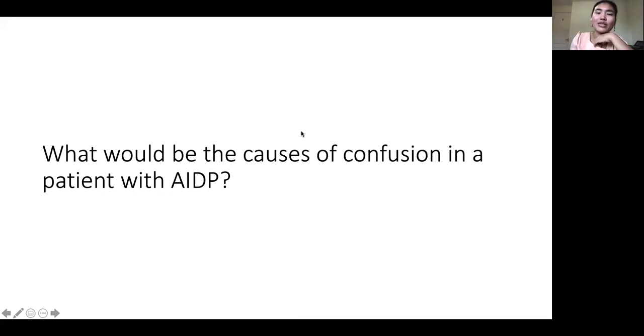Hypoxia. When you say hypoxia, there are two types, isn't it? Type 1 or type 2 respiratory failure. So which type of respiratory failure are you going to see here? Type 2, yes, excellent. The patient is going to have type 2 respiratory failure because, like I said, diaphragmatic palsy can lead to type 2 respiratory failure.